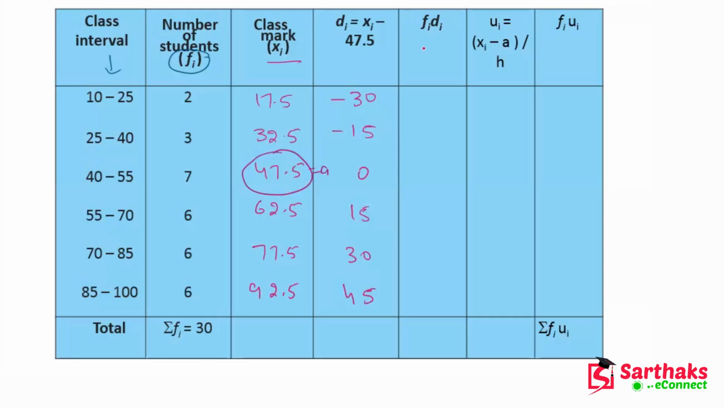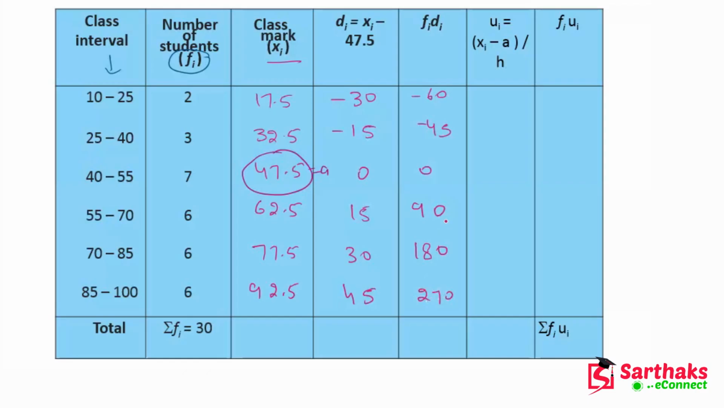Now we have to find fi di. And what is fi di? If you multiply this, we get minus 60, minus 45, here is 0, here is 90, and this is 180, and this is 270.